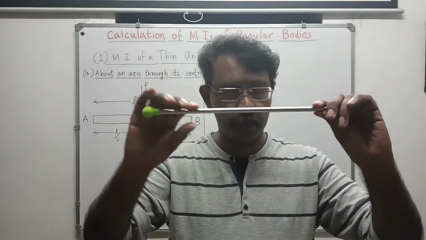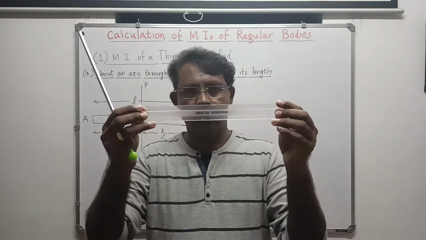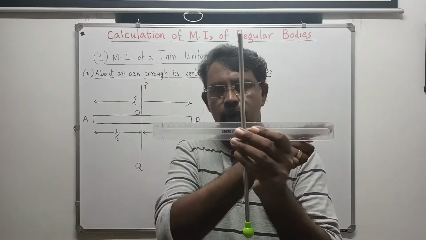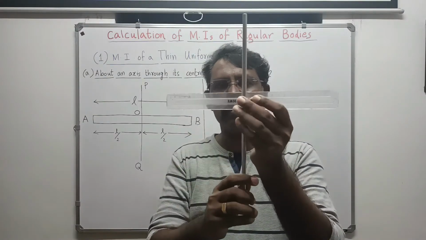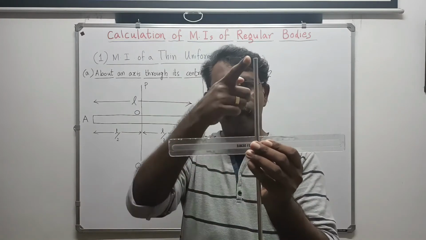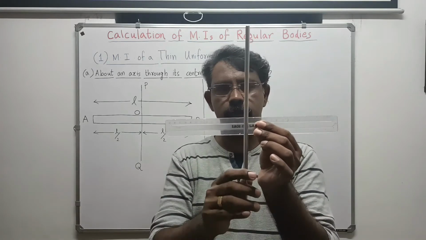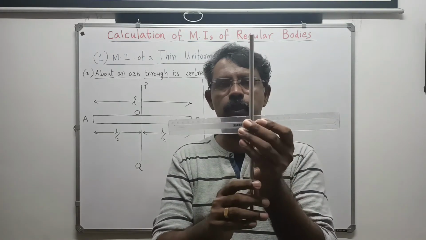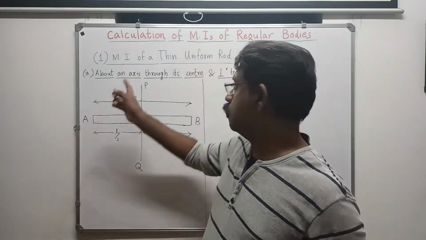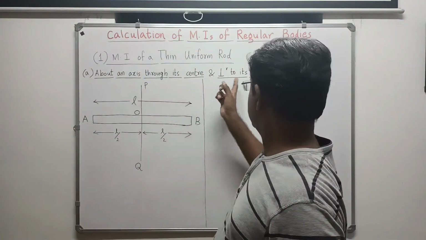This is a uniform rod, or a uniform bar like this, and I am given an axis like this. What is the peculiarity of this axis? It is an axis which is perpendicular to the rod, perpendicular to the length, and passing through the center. So that is our first problem. How will you calculate the moment of inertia of a thin uniform rod about an axis passing through its center and perpendicular to its length?